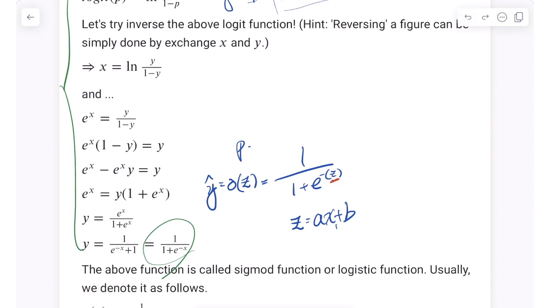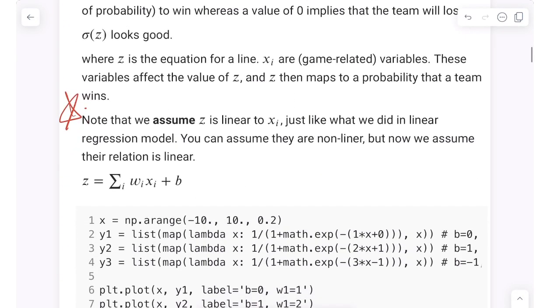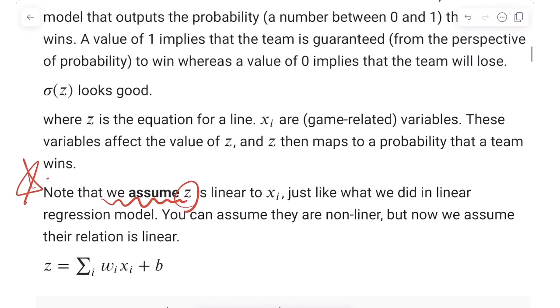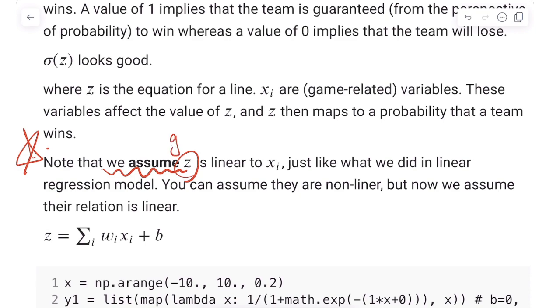Sometimes I use Z right here to replace the logit value, because logit P is much simpler to represent as a concept. The mathematician tells us that we can assume that Z, which is the logit P value, which is the G function, is linear to your feature.